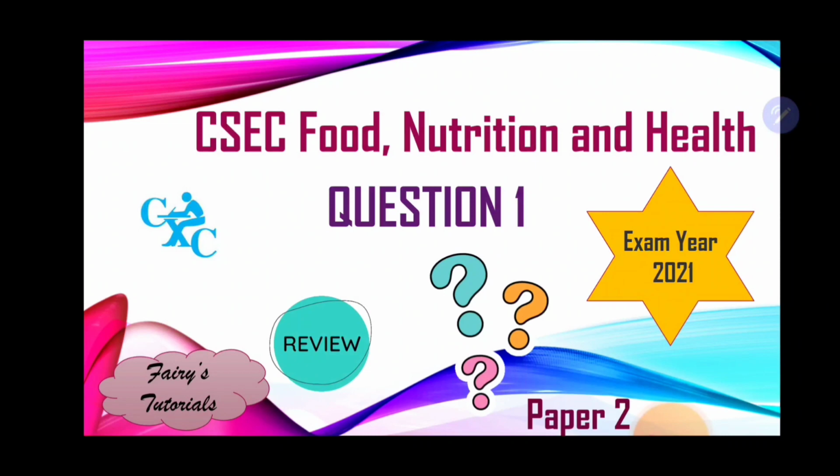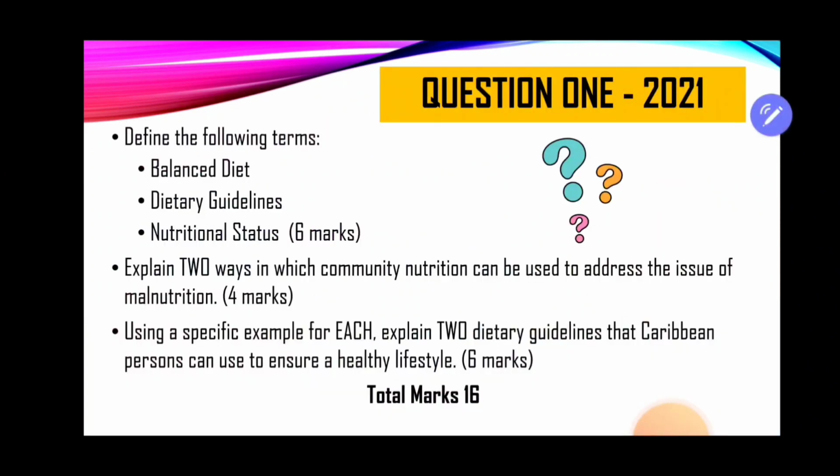CSEC Food, Nutrition and Health. In today's episode, we're looking at a past paper question for the exam year 2021, and we're looking at question 1. It reads, define the following terms: balanced diet, dietary guidelines, nutritional status.